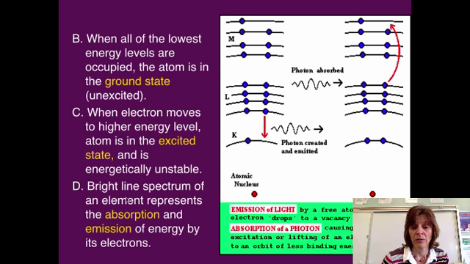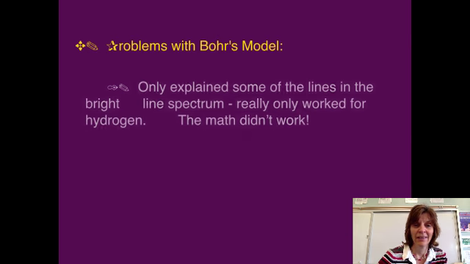So the bright line spectrum of an element represents the absorption of energy and the re-emission of energy. And they're specific to a specific element because there's a certain number of electrons in certain locations for an individual atom. And therefore they'll have a different set of lines for each kind of atom. Love that. Problems with Bohr's model is that it only explains some of the lines in the bright line spectrum. He could really only mathematically describe hydrogen. So the math didn't generalize well enough to everything.